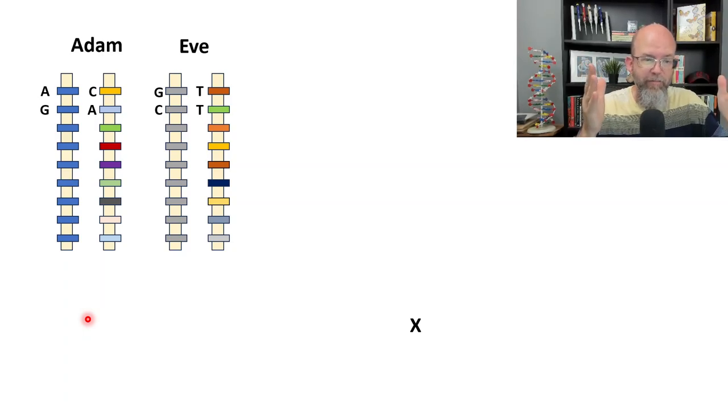That's where you get variation from. If your mom and your dad give you the exact same version of a gene, you're homozygous, you're the same between them, there's no variation there. They have to have given you different versions.